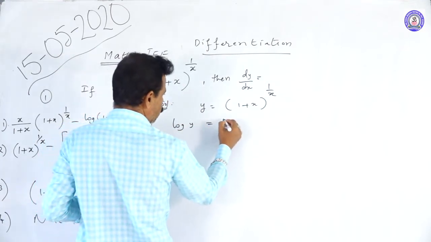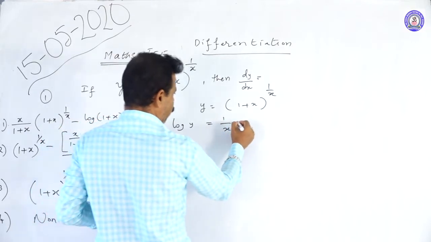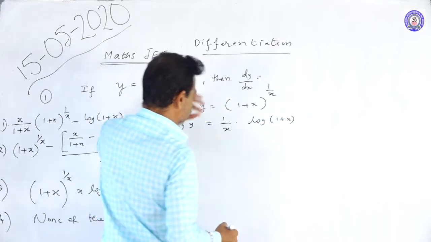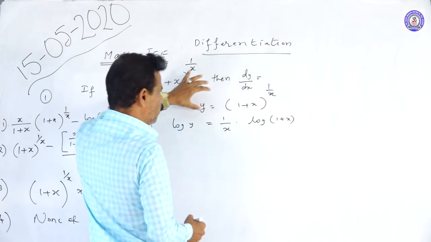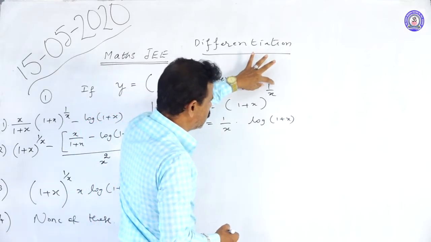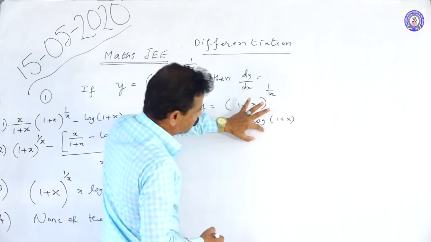1 by x comes outside directly. Put it in one direct step, no need of a separate log step: 1 by x log of 1 plus x. So this is a function to the power of a function. If we apply the logarithm on both sides, log y, log of this to the power of this, so log m power n is n log m. This is n, this is log m.